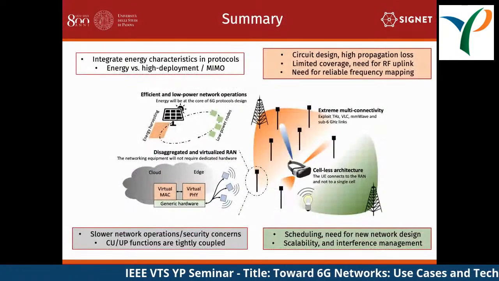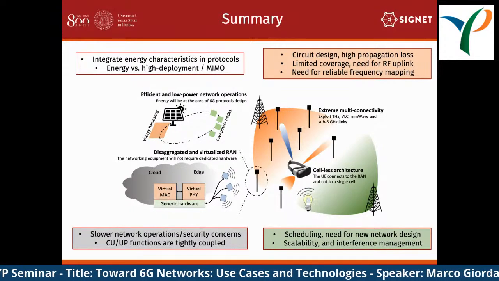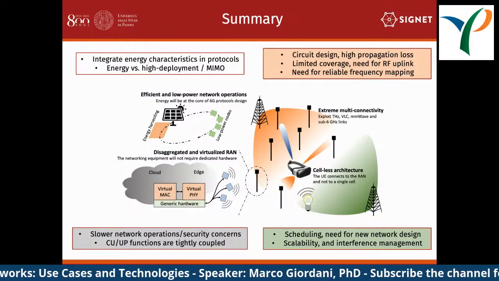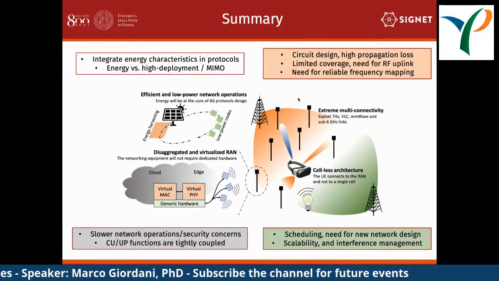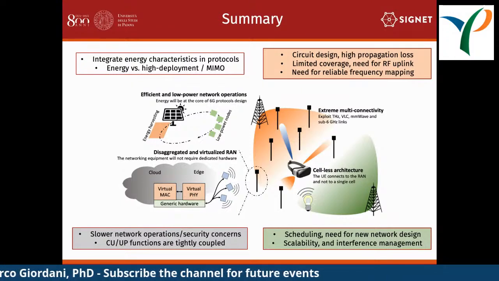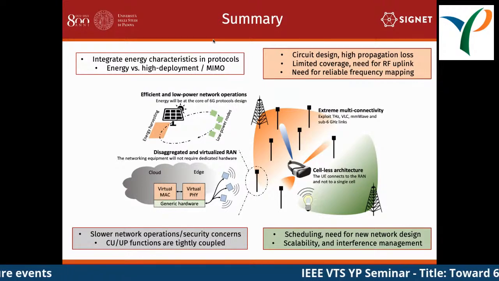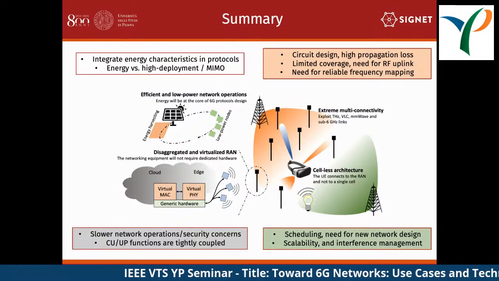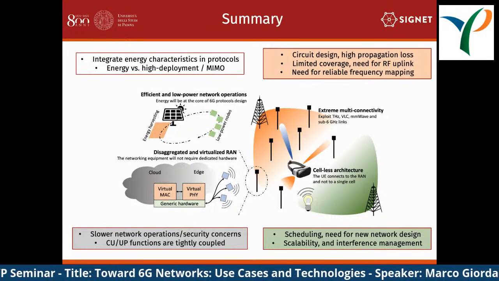So this is a summary of what I've just described so far. These are the four main areas where the 6G technological advancements are looking: the design of new architectures, the use of new spectrum solutions to improve the communication, and also how to make it possible for a more disaggregated and autonomous network to be deployed.